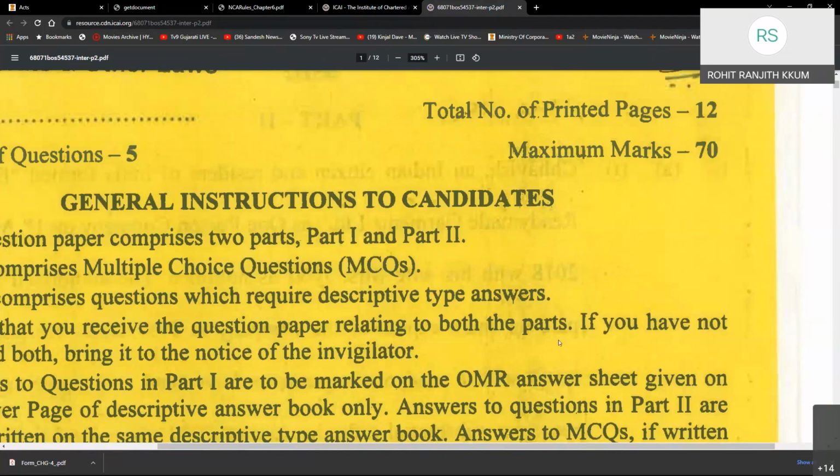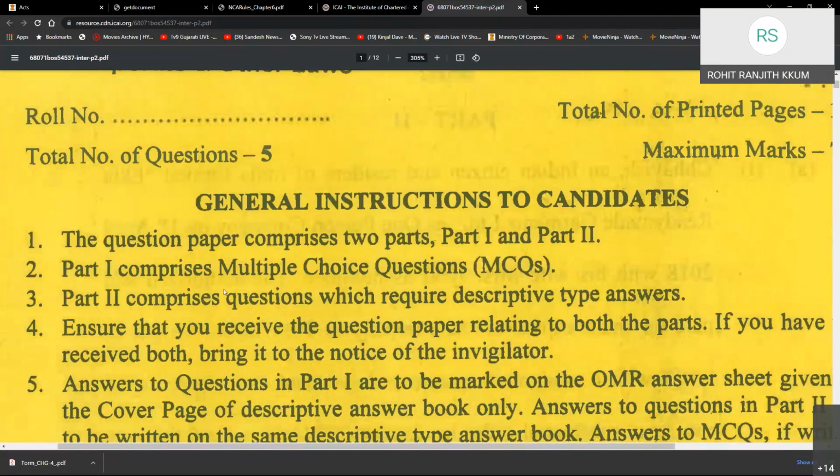So if you look at the instruction, it is written. Look at this. Part 1 comprises the MCQs. So guys, can you tell me how many marks are there for the MCQs? Isn't it a chocolate for all of you? Isn't it a chocolate for you? 30 marks MCQ without negative marking.